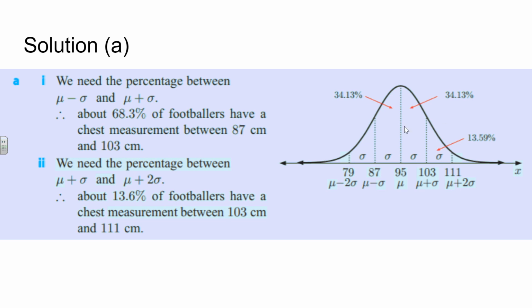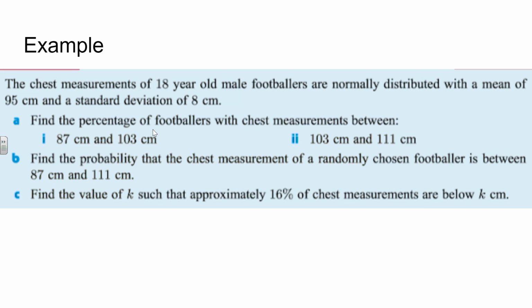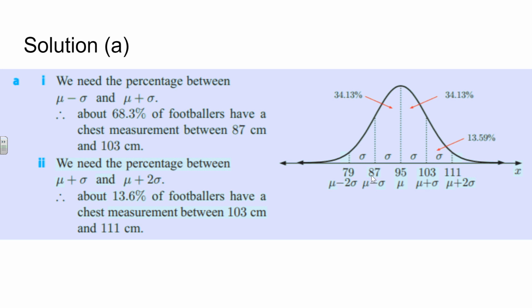Here's A. So here's my drawing. Starts at 95. I go up to 103, 111. How do I get there? I'm adding 8 each time because 8 is the standard deviation. And I can do the same thing in the opposite direction. Subtract 8, I get to 87. Subtract 8, I get to 79. So this particular question in A says 87 to 103. 87 is one standard deviation below the mean, 103 is one standard deviation above the mean. So it's like I'm adding the 34.13 and 34.13, and I get about 68.3%.